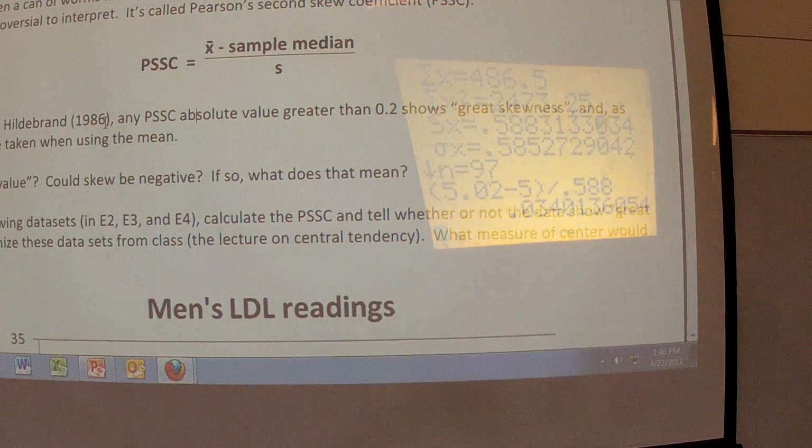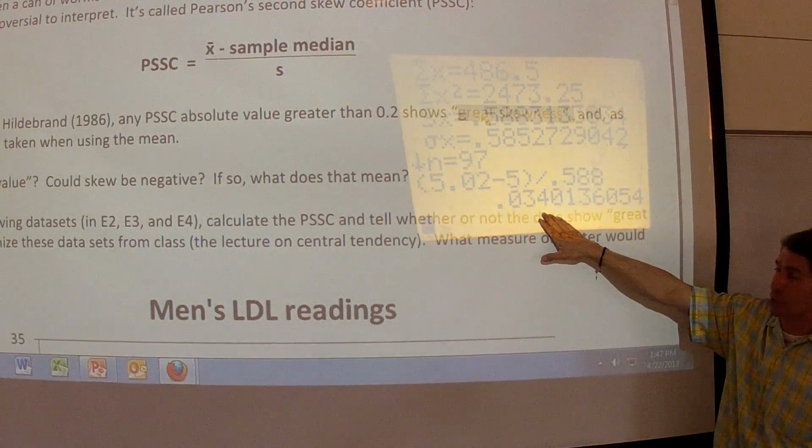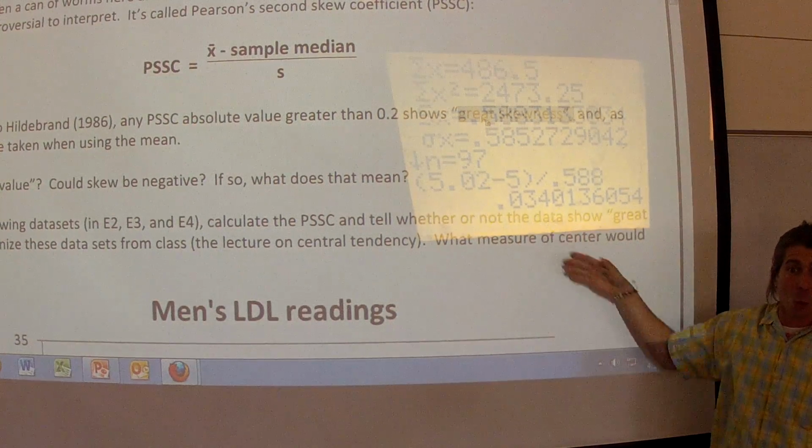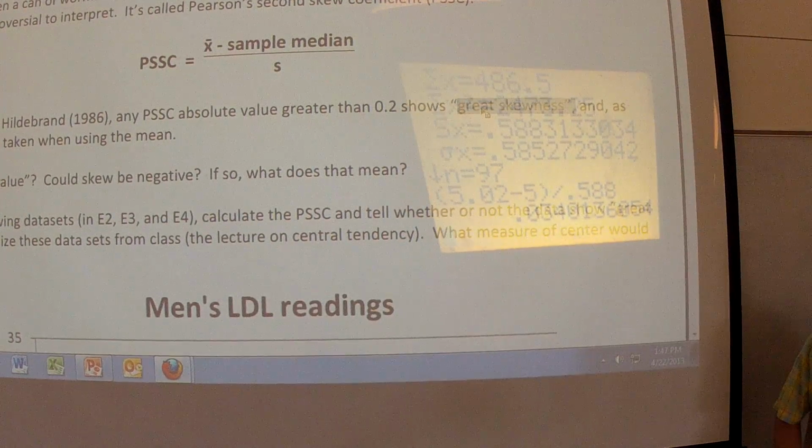Hildebrand, right here. And this is in 86, and nobody's touched it up since 86, so I'm guessing it's still used in journals and whatnot. Any absolute value of PSSC greater than 0.2 shows skewness enough to be careful about calling something a bell shape. Is our PSSC's absolute value bigger than 0.2? No, it's about an order of magnitude less than that. It's 0.03. It's not even 0.02, it's 0.03. So this is not big enough for us to concern ourselves with great skewness, which means there's no reason to think it's not bell-shaped. That's Hildebrand.